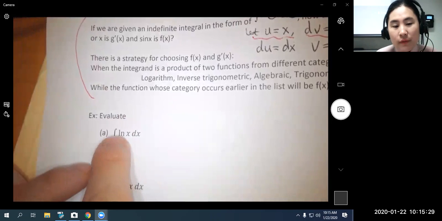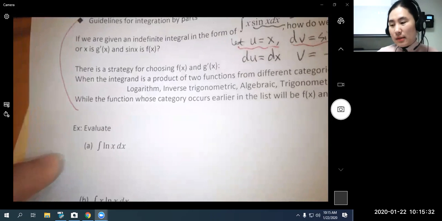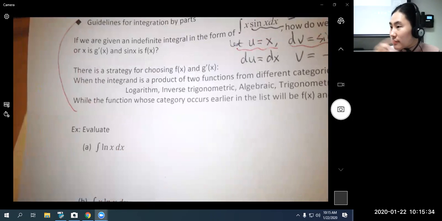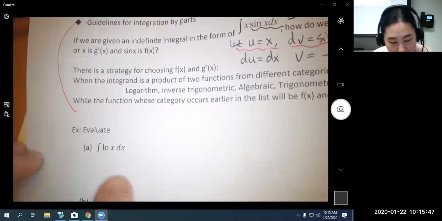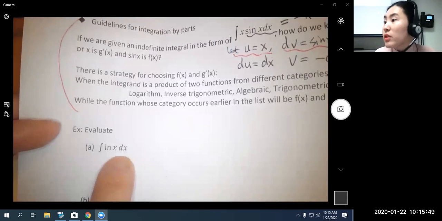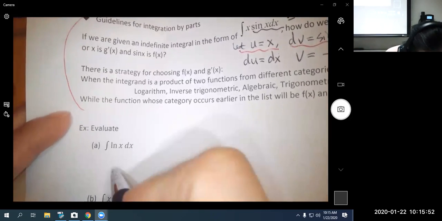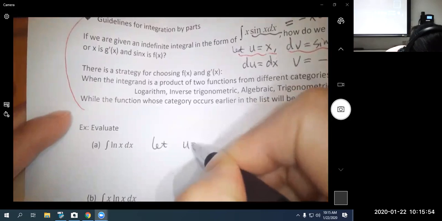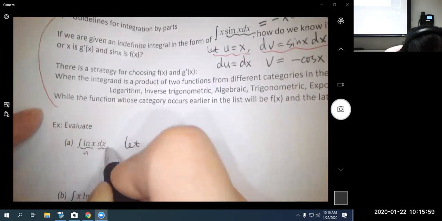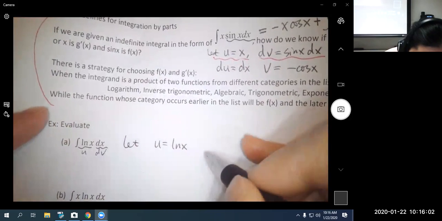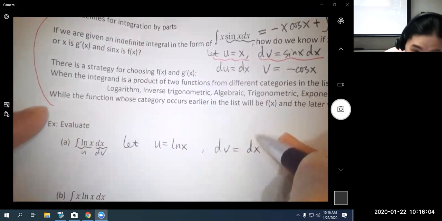Evaluate the integral of ln x dx. You see two functions? There's just one. So what do we do? Just let the given function be our u. And then what is the leftover? dx, that's our dv, okay? So we're going to let u equal what? ln x. If this is u, the leftover will be dv, okay? So dv equals what? dx.